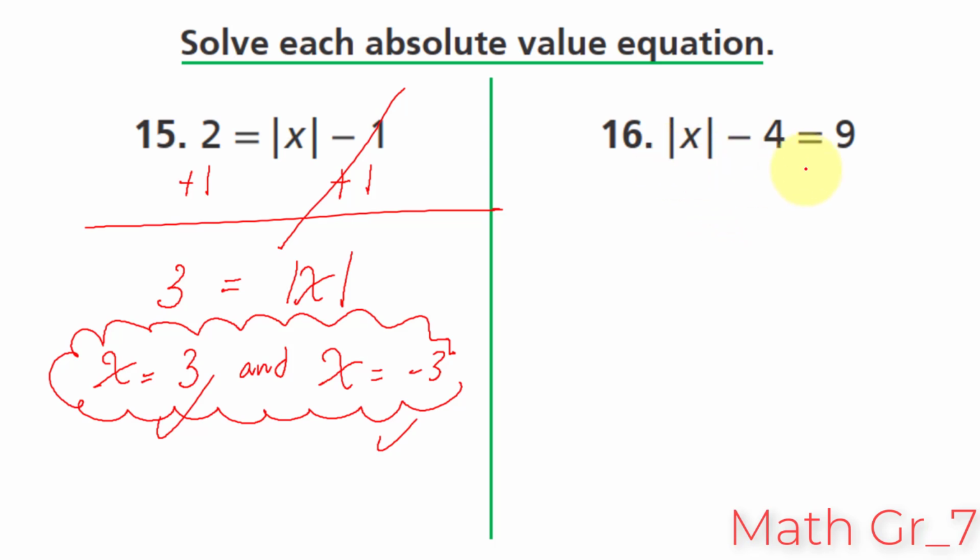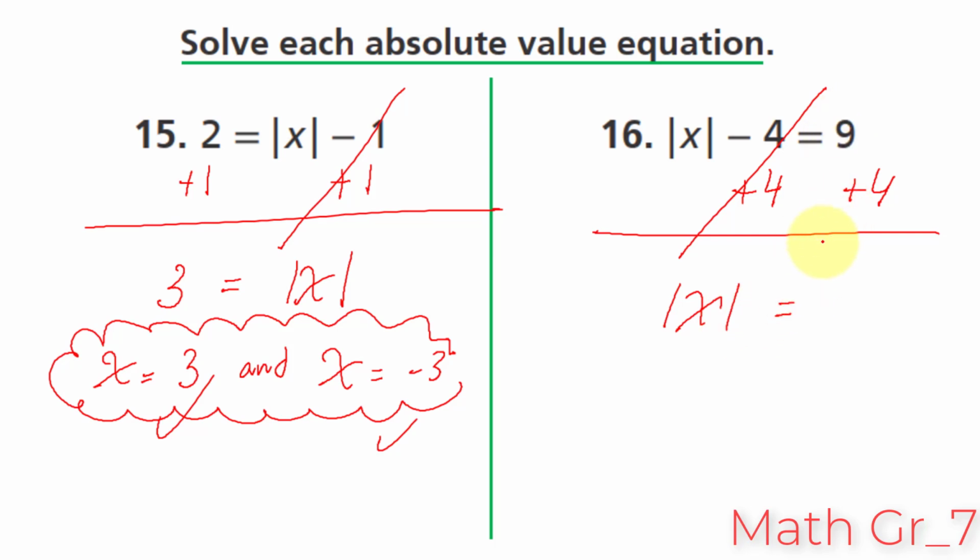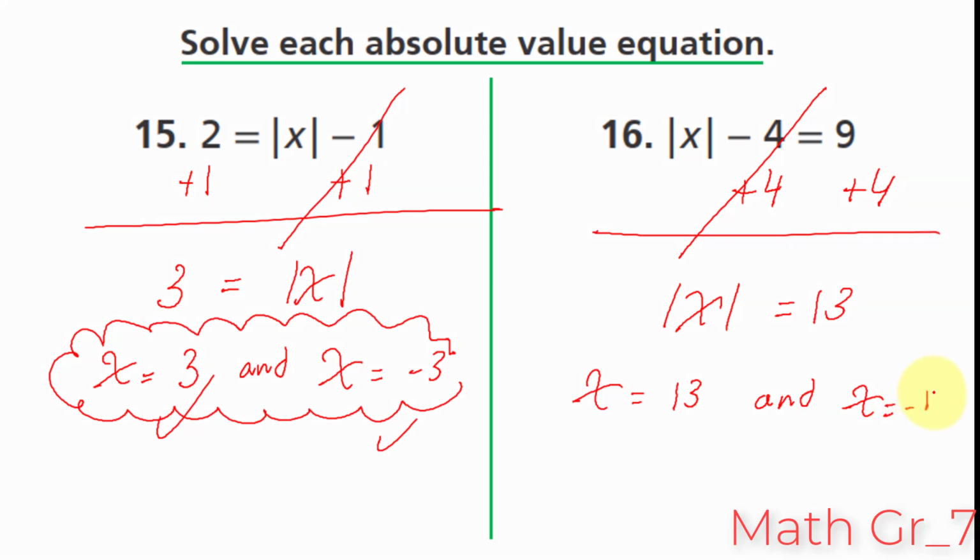Absolute value of x minus 4 equals 9. We have minus 4. What's the inverse of minus 4? So it's plus 4. We studied this: just add 4 to both sides. Now cancel. We get absolute value of x equals 9 plus 4, which equals 13. Now ask yourself, absolute value of x equals 13. We can say that x is equal to 13 and x equals negative 13.